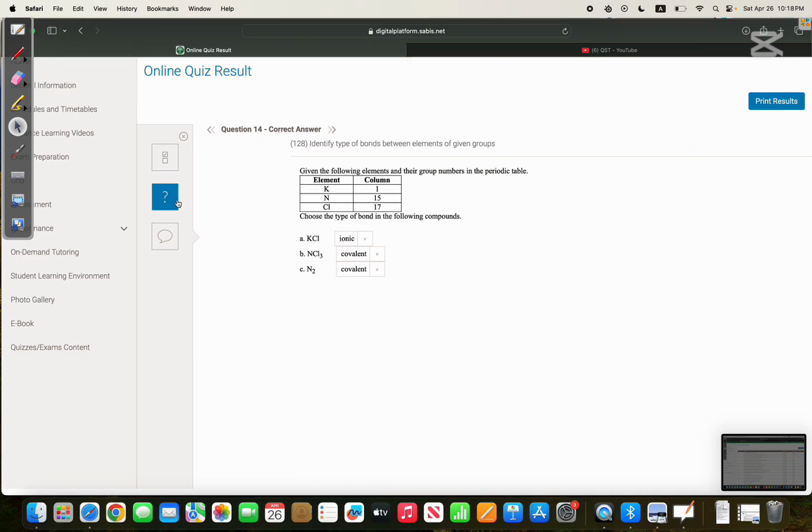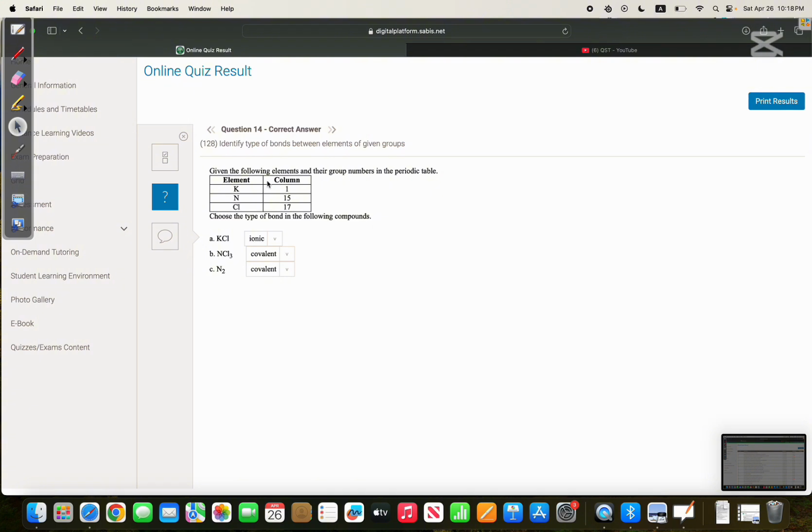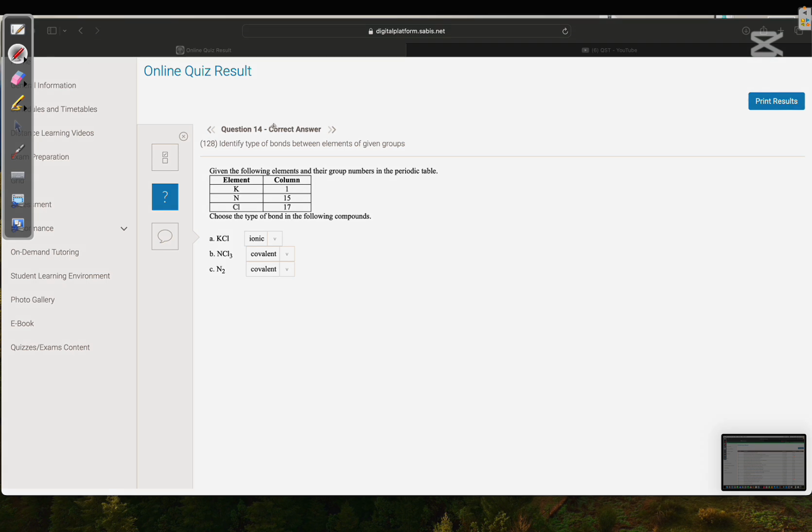Number 14. Given the following elements and their group numbers in the periodic table. Okay, now let's define each type of bond. Ionic is basically a metal plus a non-metal. For example, NaCl, which is table salt.